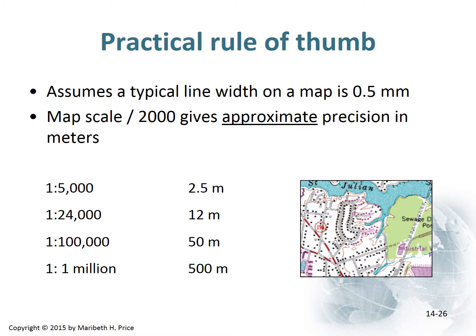Some general rules of thumb: if you assume a typical line is 0.5 millimeters wide, the map scale divided by 2,000 gives you the approximate precision in meters. So a line on a 1 to 5,000 map is about 2.5 meters. On a 1 to 1 million map, it's 500 meters.